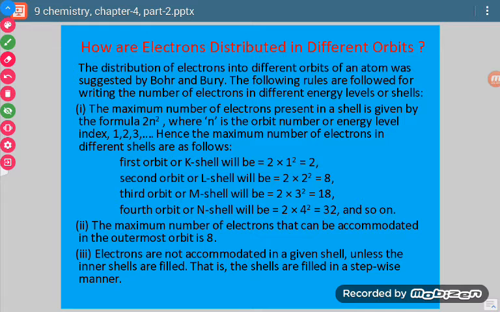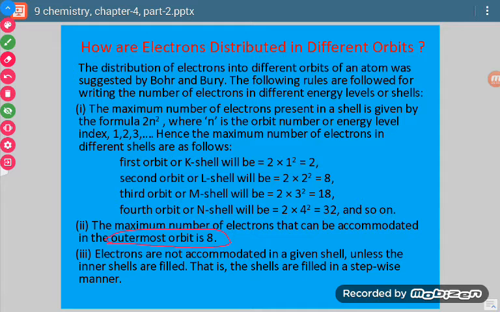Very first point was the maximum number of electrons which an orbit can have is given by 2n square, where n is the orbit number. Now second point is the maximum number of electrons that can be accommodated in the outermost orbit, that is 8. Okay, when we are filling some electrons in a particular shell, then in the outermost orbit, how many electrons will be there? At the maximum it can be 8.